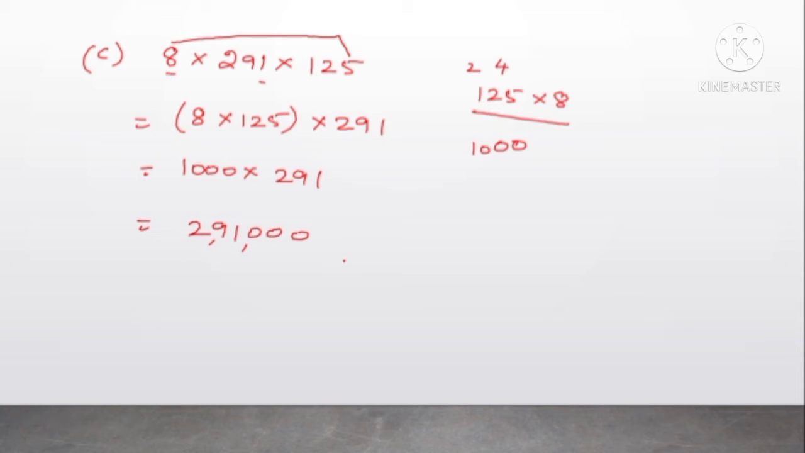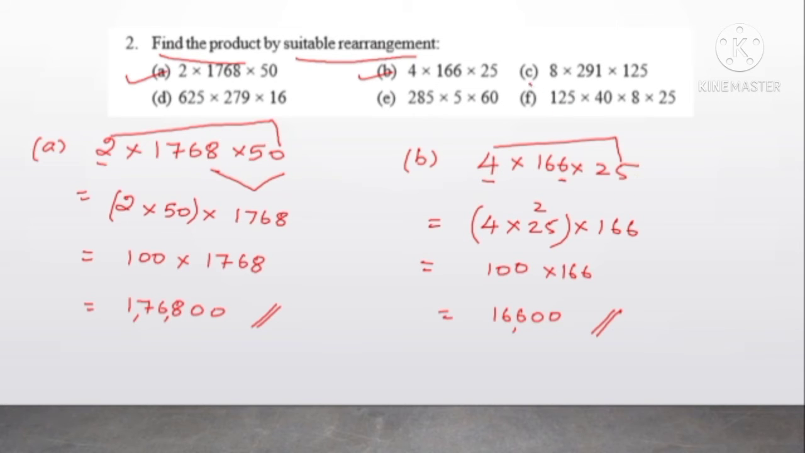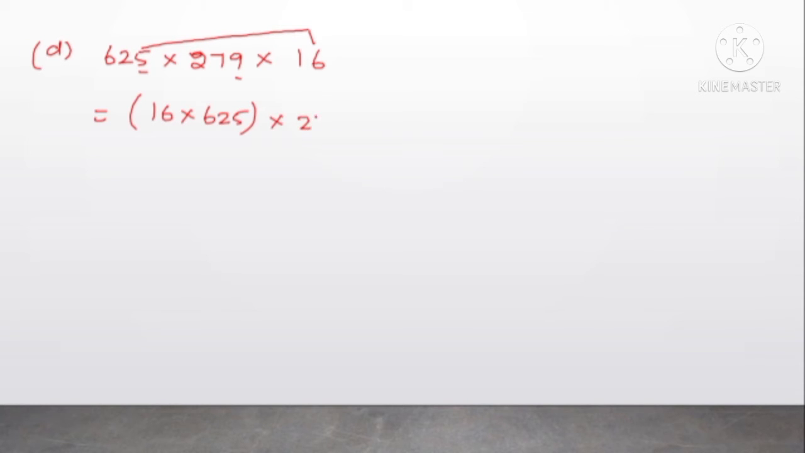So 2,91,000 is the answer. Next, moving towards the fourth subdivision. So here we completed the third subdivision. Next, fourth subdivision, Subdivision D. 625 into 279 into 16. So this is equal to, now 9 5s are 45, but if you see 6 5s are 30. So we can collect 16 into 625 into 279.